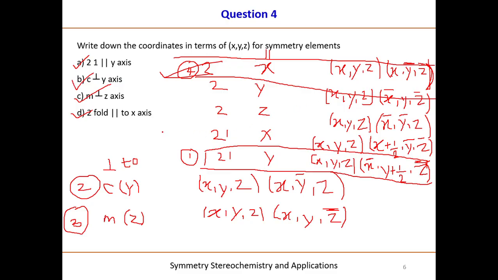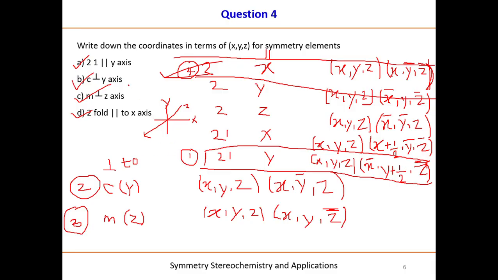If you imagine it in 3D, it will be more clear to you. In 3D, we have this type of axis: z, x, and y. We will discuss one by one. If the 2, 1 axis is parallel to y axis, this is the y axis. Which coordinate will change in this case? Only x and z will change, and y will remain as it is. And because it's a 2, 1 axis, that's why we have to write y plus half.